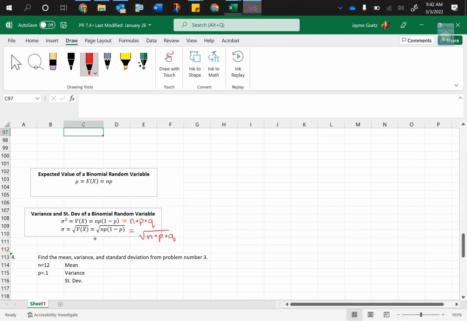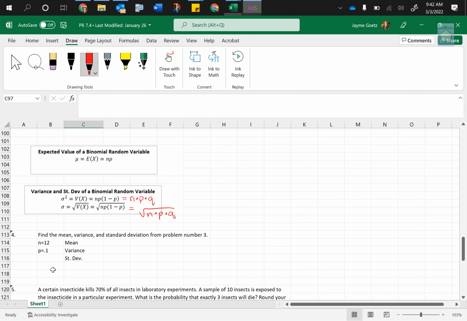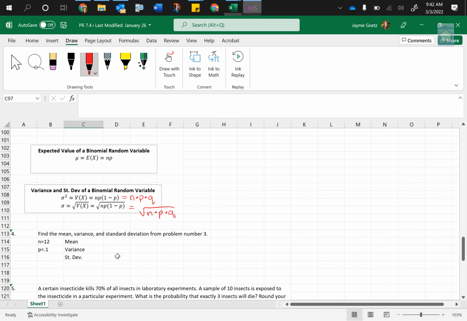Okay? So let's try that because it really should be quite simple. Over here it says find the mean, variance, and standard deviation for the problems from number 3. And I've already brought down that information that you want. Now, you have a couple of options here. You could literally just type it in, or you could come over here and put n is 12, and then 0.1, and then the complement in these boxes, so that you could just use cell references. It's up to you.